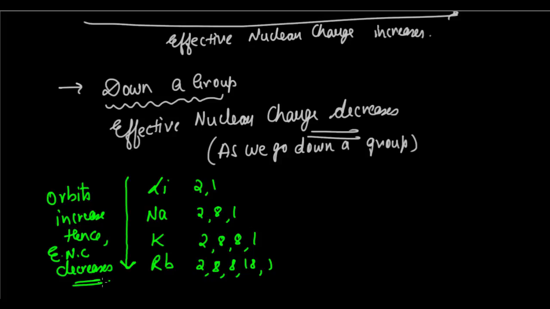I hope that's absolutely clear. Is there any kind of doubt there? I hope that's clear to all of you. So that's your effective nuclear charge, the first periodic property and its variation. Now let's move on to the second periodic property that we're going to discuss, and that is atomic size.